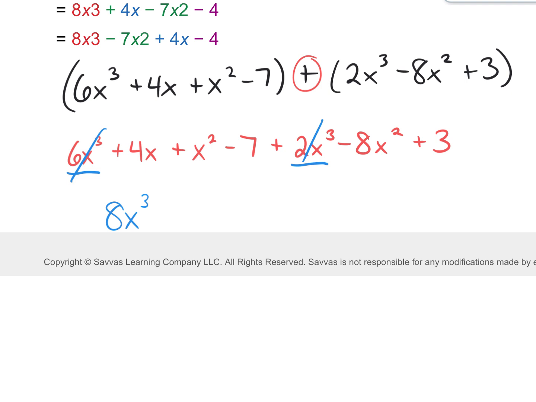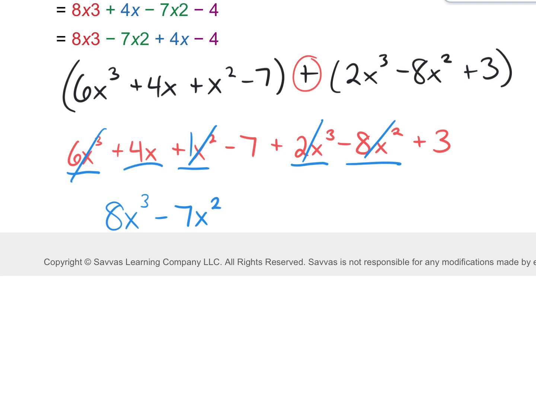What would my next term be? X squared. What's a common term of x squared? Negative 8x squared. What number is technically in front of this x squared? A 1. So we have 1x squared minus 8x squared, negative 7x squared. Cross it out. What's next? Plus 4x. Yep.